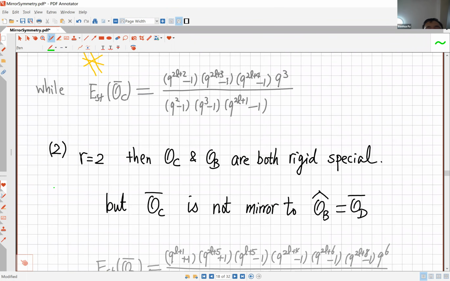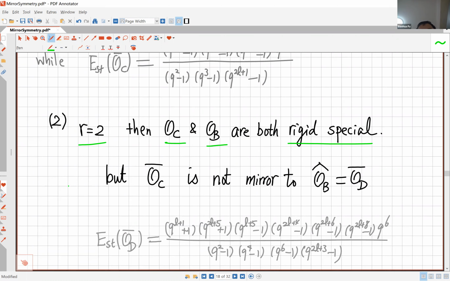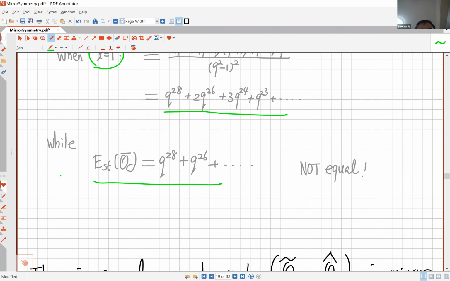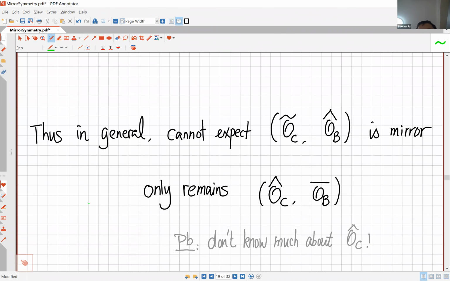And then for R equals two, this OC and OB are both rigid spatial. For this case, we really computed this OC and OD, this stop cover. For OD, we really have this strange functional that goes like this. And for OC, we just computed this R equals one case, and we get something like this. This is not equal to this one. So this means the universal cover of OB is not mirror. So what remains is only this part, this OC.